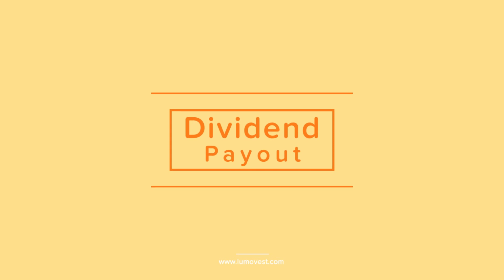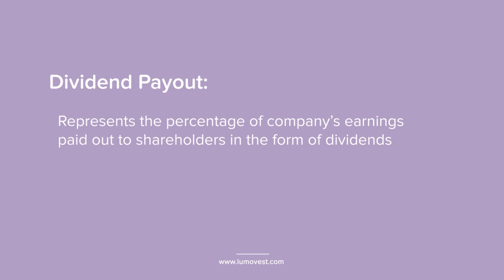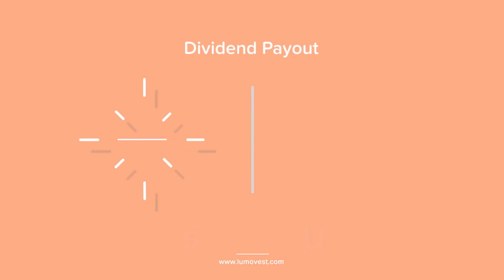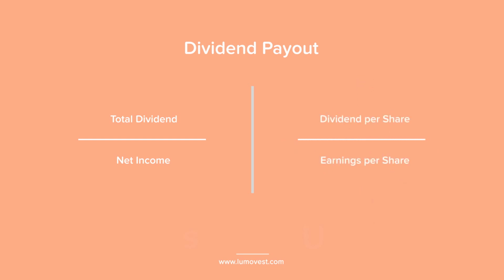In this lesson, we're going to learn what the dividend payout ratio is. The dividend payout ratio represents the percentage of a company's earnings paid out to shareholders in the form of dividends. It's calculated by dividing the total dividends by the company's net income. Or alternatively, we can calculate it by dividing dividend per share by earnings per share. Investors usually look at the dividend payout ratio on an annual basis, so remember to use the annualized numbers.